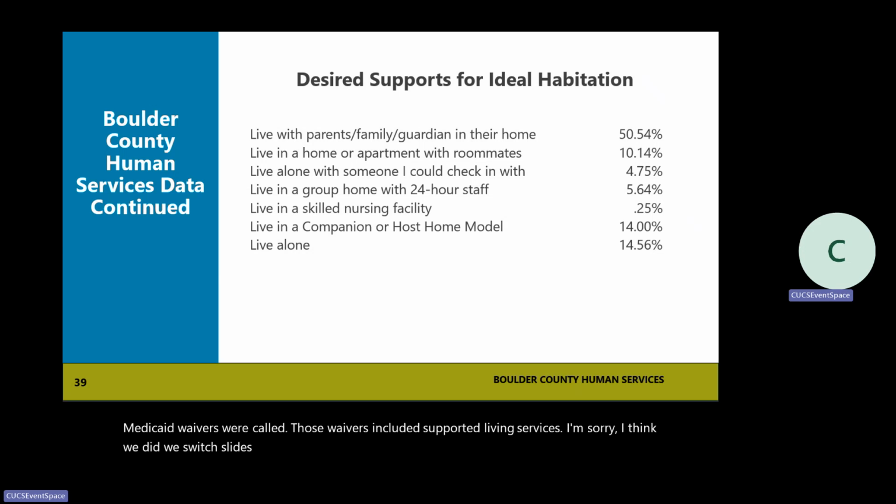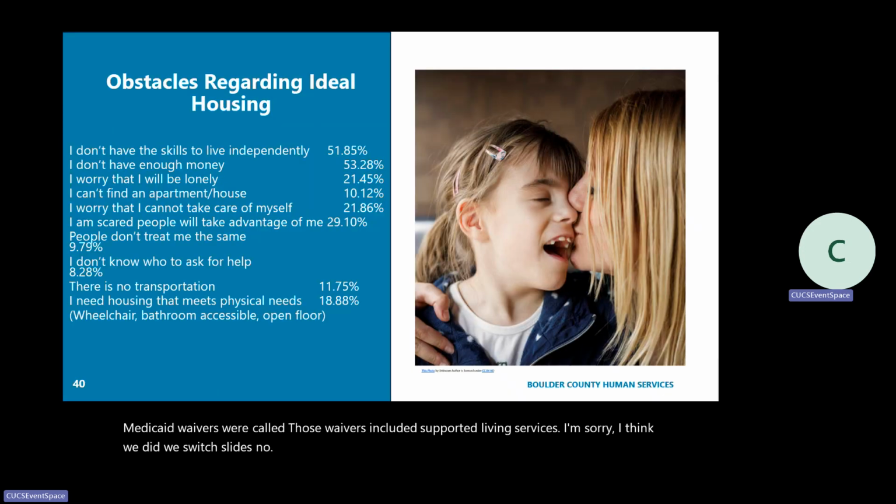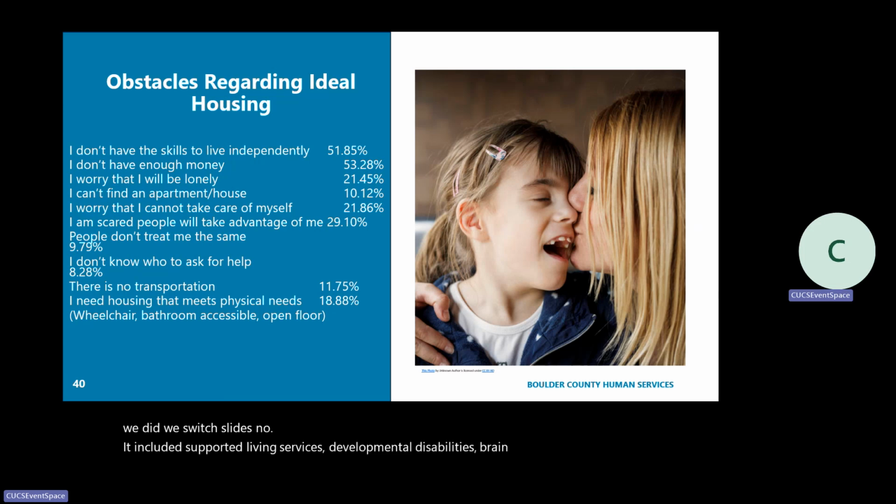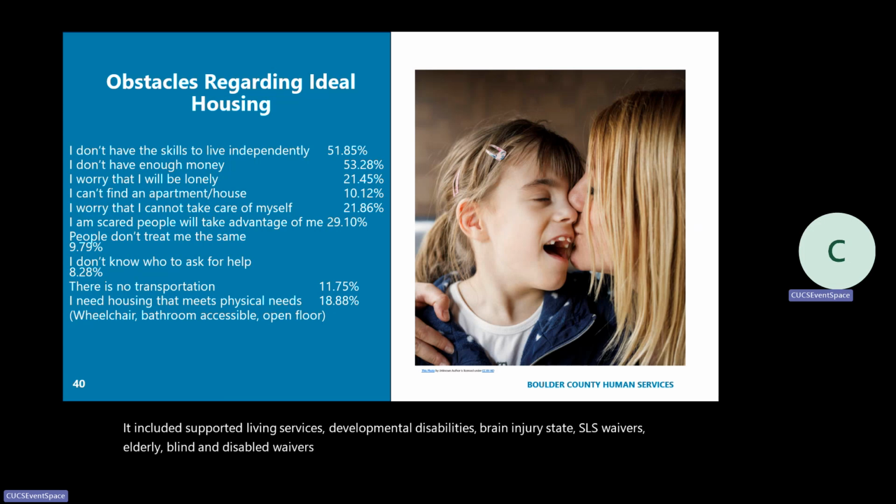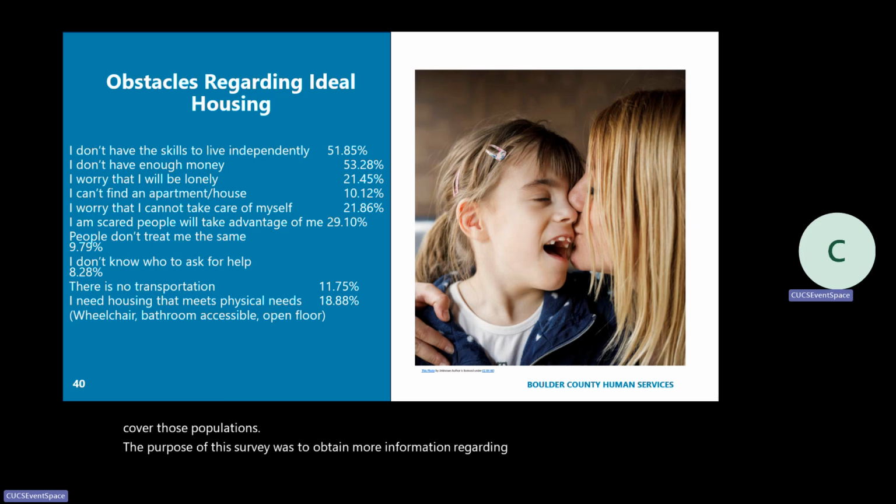It included supported living services, developmental disabilities, brain injury, state SLS waivers, elderly, blind, and disabled waivers, and persons on children's waivers 16 and above. The reason that Boulder County included EBD waivers and brain injury waivers is because our mill levy does cover those populations. The purpose of this survey was to obtain more information regarding specific client statistics.